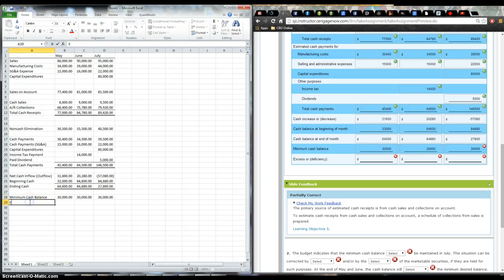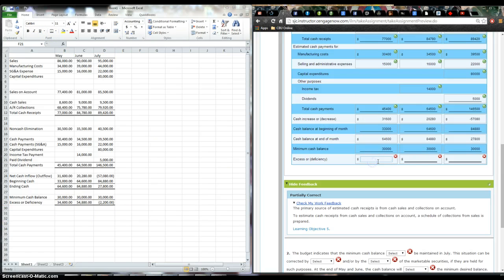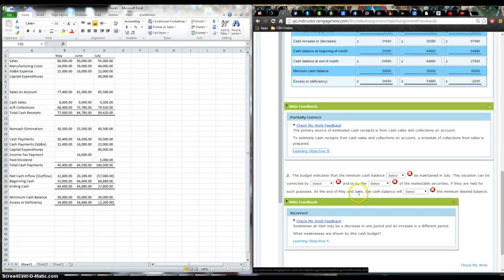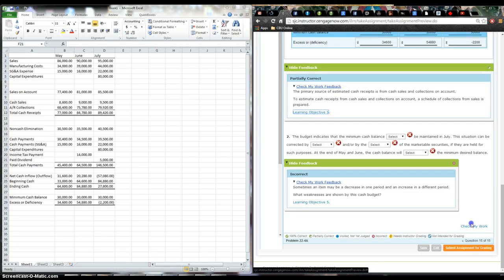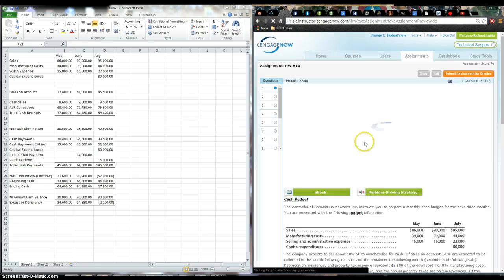So we'll either have excess or deficiency. We'll take ending cash minus minimum cash balance, and that gives us our excess or deficiency. So our excess in May is 34,600. Our excess in June is 54,880, and we have a 2,200 deficiency in July. So let's go ahead and check to make sure we got all that information in there correctly.